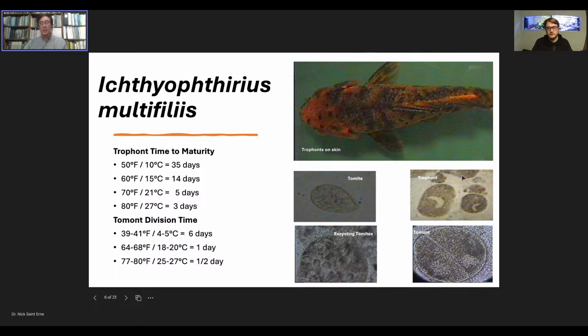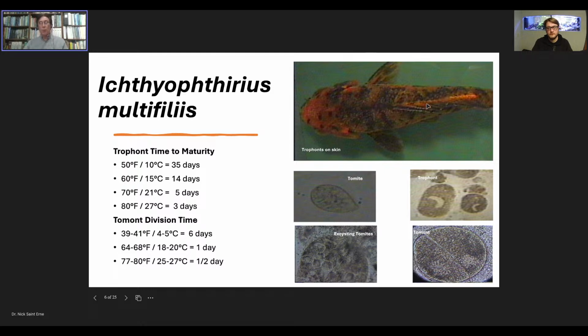Most ciliated protozoa are one size. They eat to the point where they're healthy. They'll split into two pieces. Those two pieces become individual organisms and they start the cycle all over. With ich, it's a different life cycle.